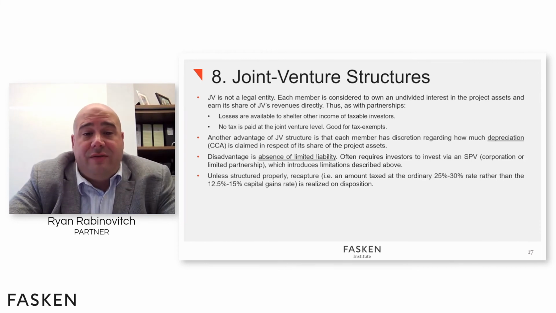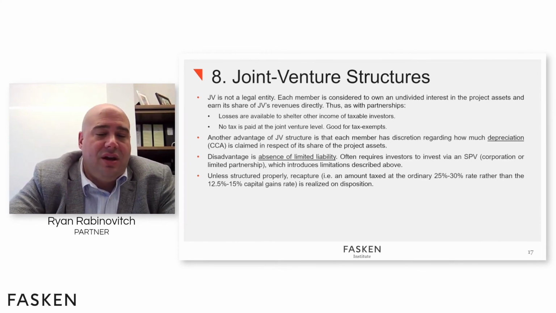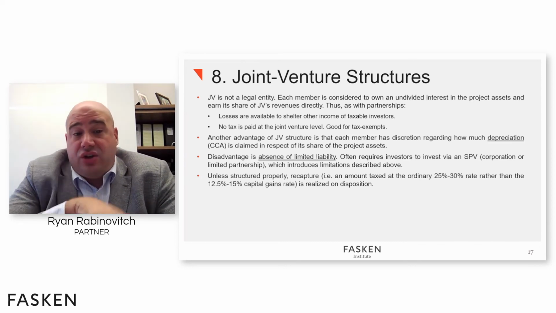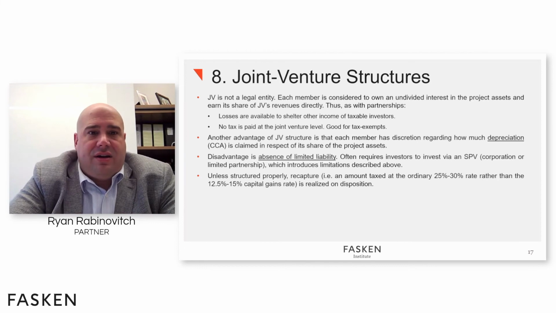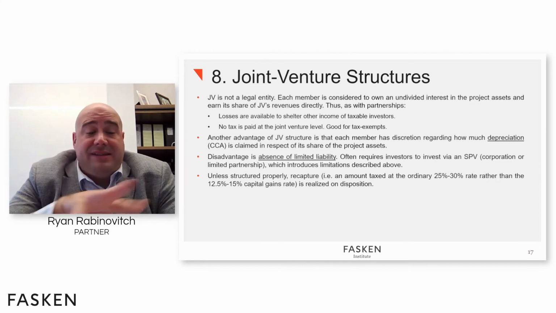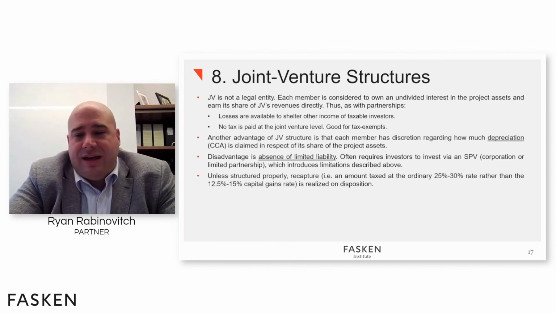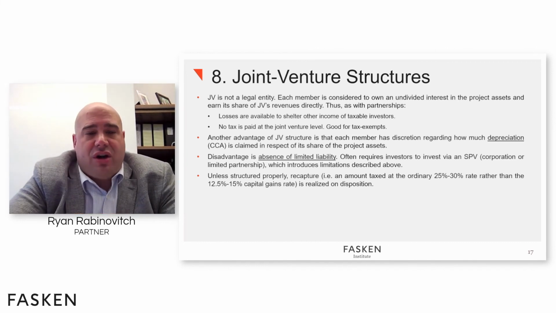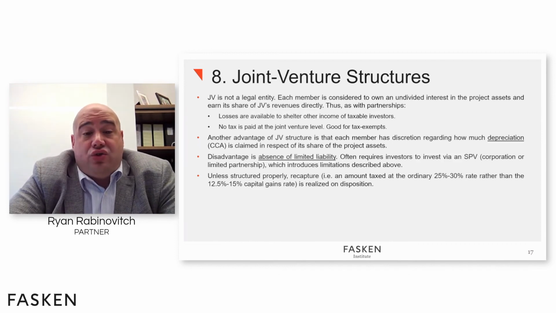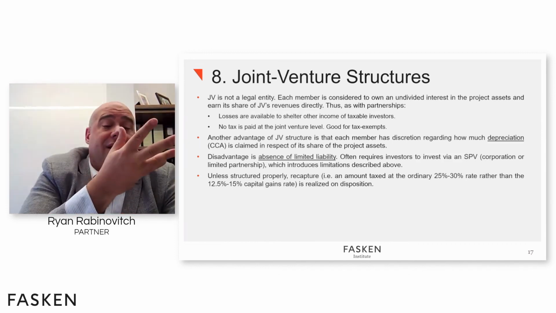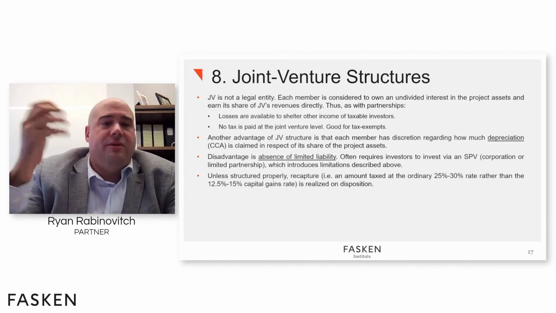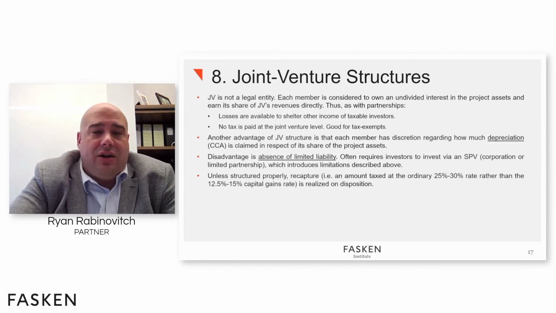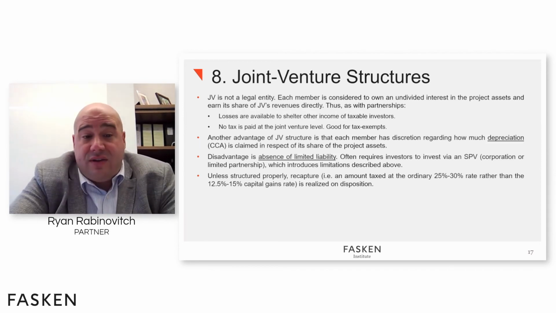and earn its share of an undivided interest in the joint venture's revenues, which means as a result, you have the two big advantages of partnerships. Losses basically belong 50-50 in a case of a 50-50 joint venture to the joint venturers. They're not trapped in the project. And no tax is paid at the joint venture level. Basically, just 50% of the income belongs to one party and 50% belongs to the other. And if the other party is tax exempt, they just pay no tax on their share of the income. So that's very nice.